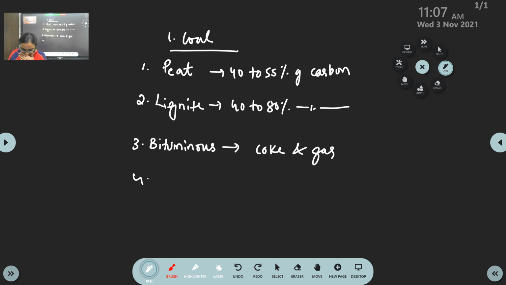Anthracite coal. Next. Anthracite coal is highly efficient and ignites slowly.